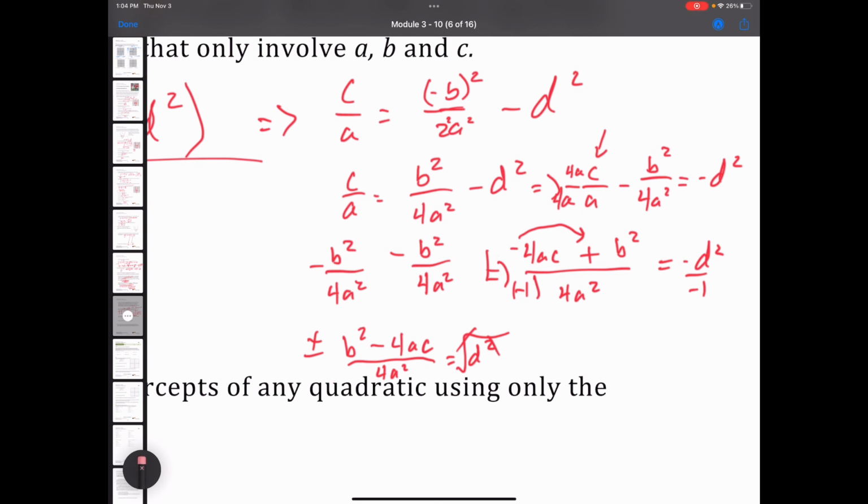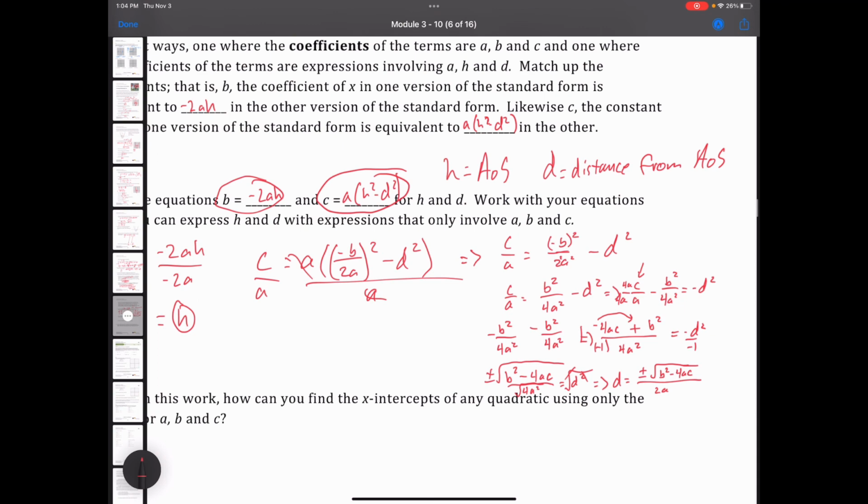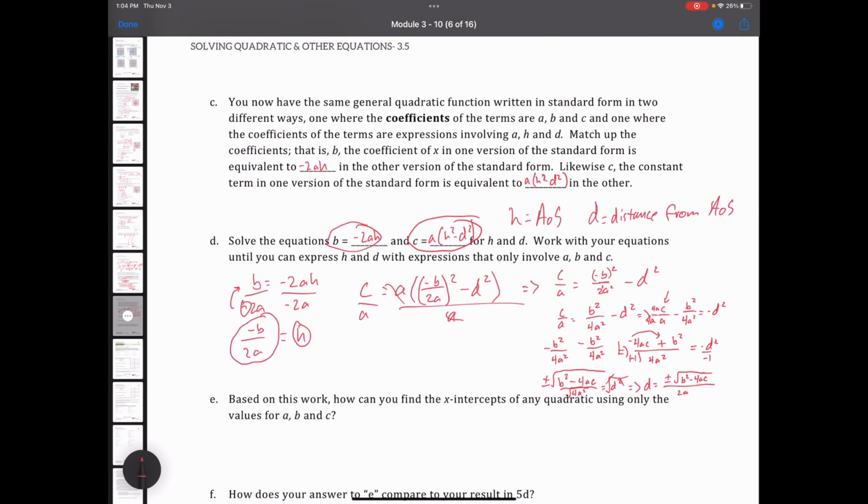Remember that this is the same thing as putting the square root in the numerator and the square root in the denominator. The reason that's important is because d is now equal to plus or minus the square root of b squared minus 4ac all over the square root of 4, which is 2, and the square root of a squared, which is a. Wow, that's really interesting. I look at this and I look at this, and those look like pieces of the quadratic formula, right? h plus d is my x-intercepts, and if I were to add those two together, I would have negative b plus or minus the square root of b squared minus 4ac all over 2a, right?